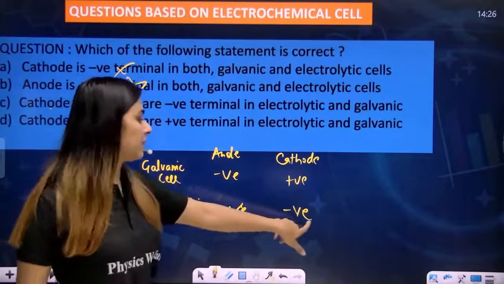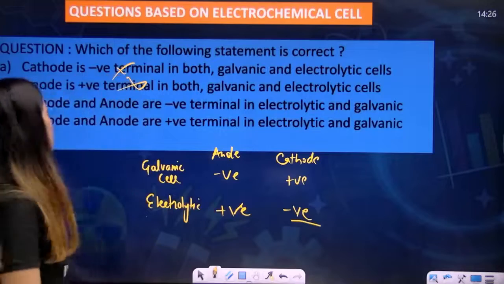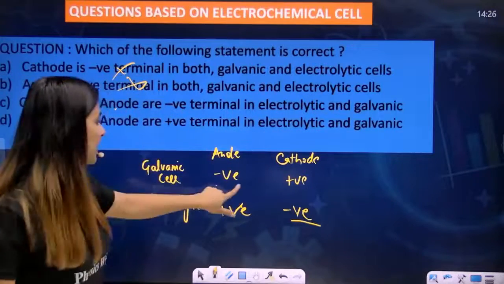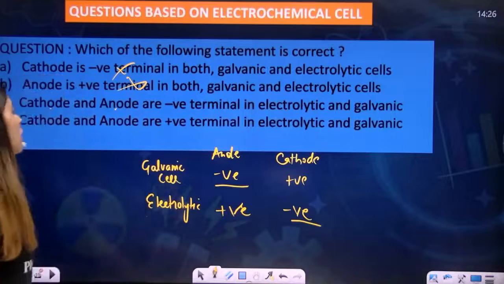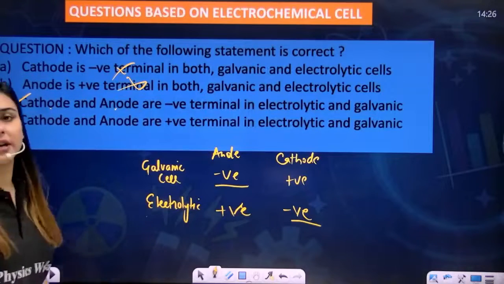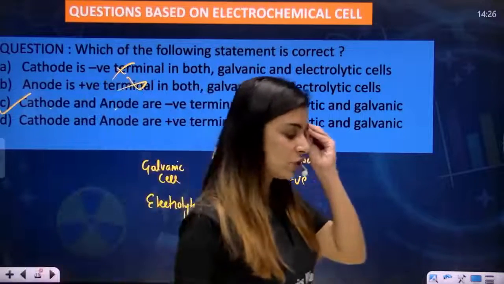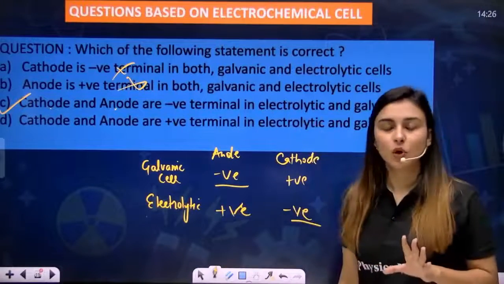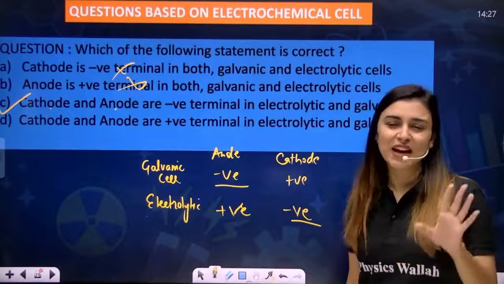See, and cathode is negative in electrolytic. Perfectly right. Anode is negative in galvanic. Perfectly right. So yes, option C is your correct answer. So you just need to apply what you know into the concept. Okay, I hope this was easy.